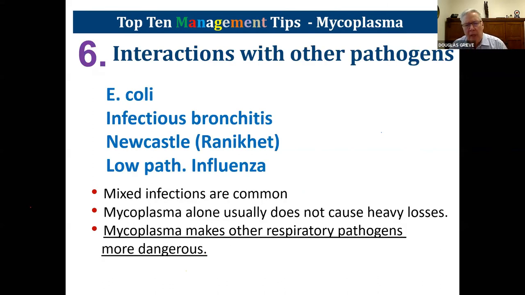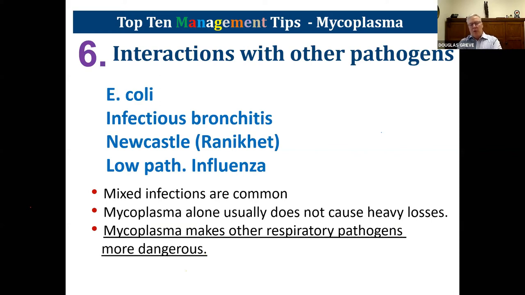The important thing that I'd like to discuss about mycoplasma is its interaction with other pathogens, respiratory pathogens. And I mentioned E. coli. It's very common that MG plus E. coli makes a CRD. It makes egg yolk peritonitis problems very common.